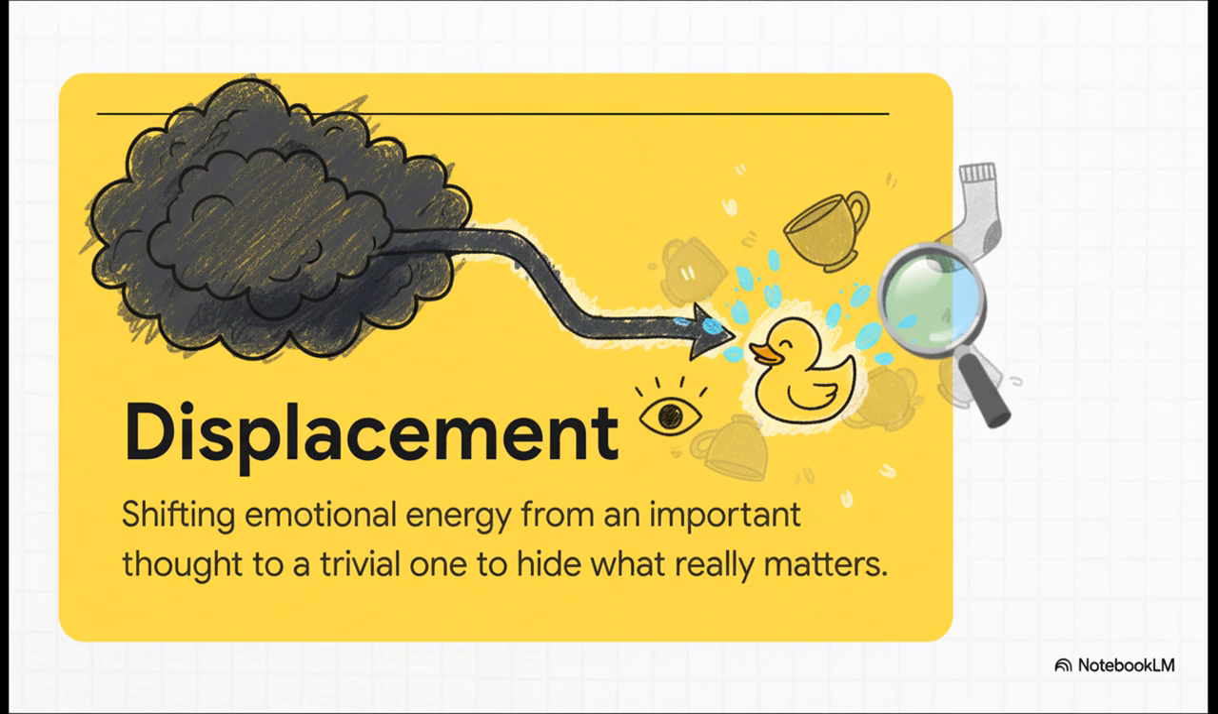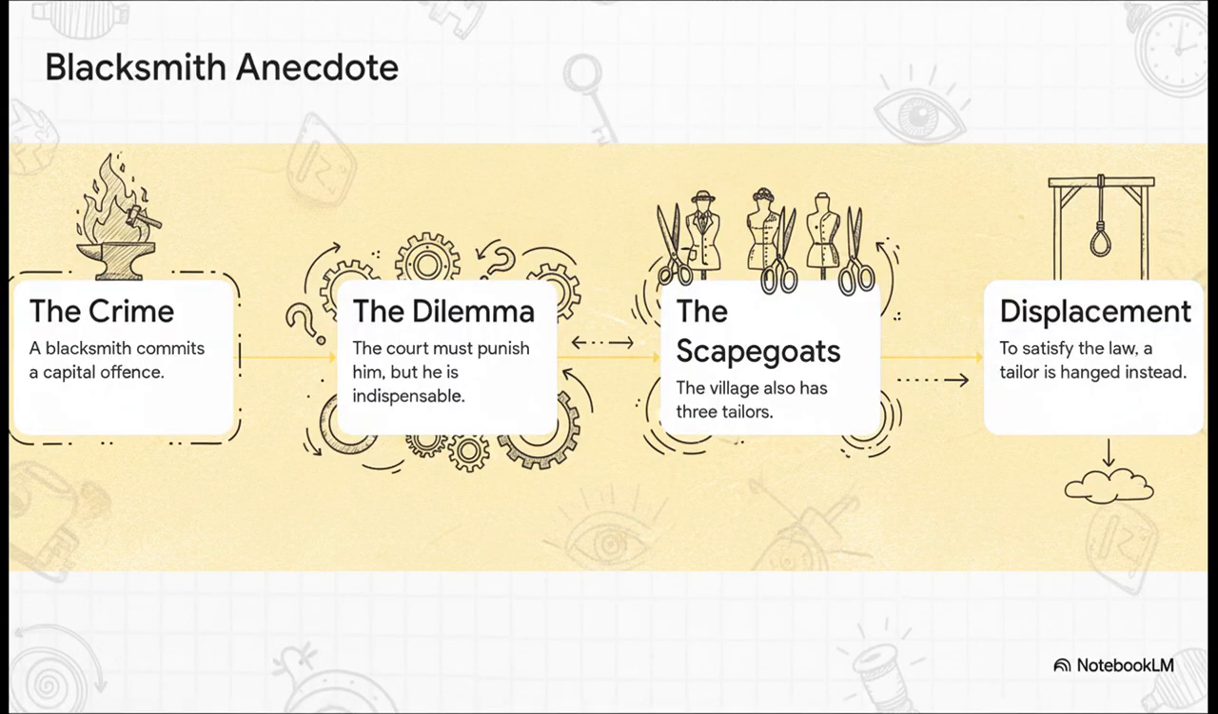So the dream seems to be about one thing, but all of its emotional power is secretly coming from somewhere else entirely. Freud used this fantastic little story to explain this. So imagine a village where a blacksmith commits a crime so bad he's sentenced to death. The court agrees he has to be punished, but then they realize, wait, he's the only blacksmith. The town can't function without him. But they notice there are 3 tailors in town. So to make sure the law is fulfilled, they just hang one of the tailors instead.